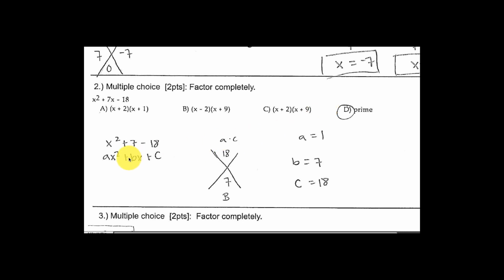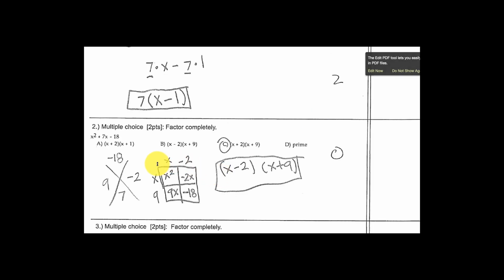Take a look at this student. They already knew A, B, and C. They filled out their X, but then didn't realize their C value is actually negative 18. This student did X, and then they put it into the box, which is totally fine.